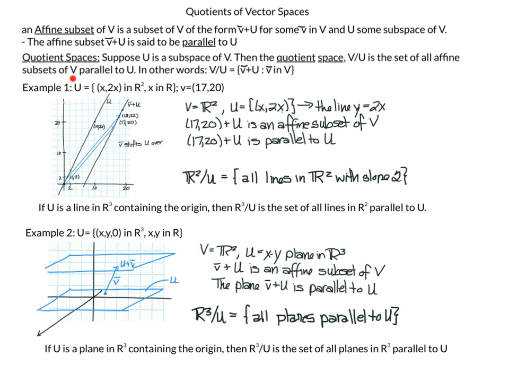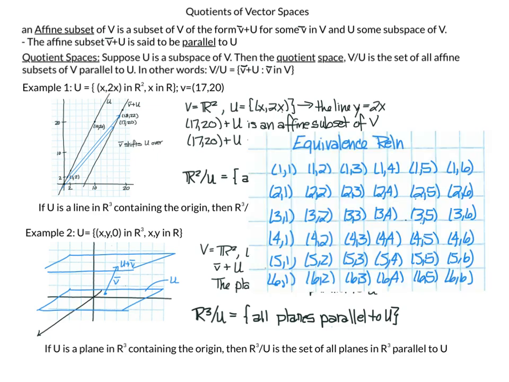So what these quotient spaces are doing is grouping together subspaces that are parallel, and calling them somehow equivalent. In other words, in this case, it's grouping all the lines that are parallel to U, and in this case, it's grouping all the lines parallel to U. And by grouping them together, we're calling them equivalent or showing their similarity.